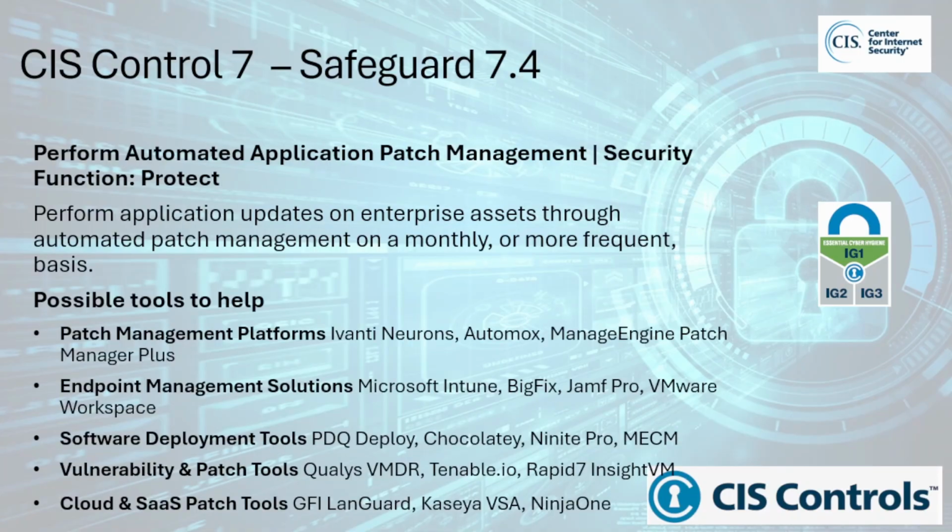Safeguard 7.4, perform automated application patch management. Comes under the Protect security function and is within Implementation Group 1. The safeguard requires organizations to automate the deployment of security patches and updates for third-party and custom software applications. Just like operating systems, applications are vulnerable to exploitation if not regularly updated. Automating the patching process ensures that known vulnerabilities in applications are addressed promptly and consistently.